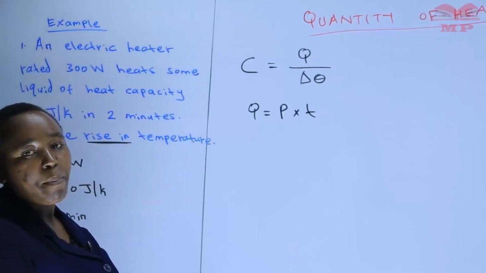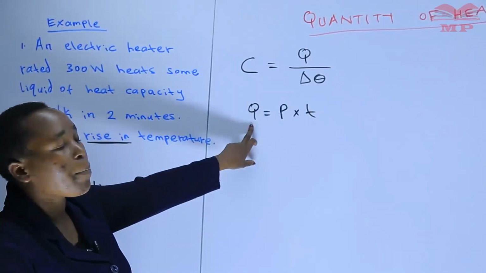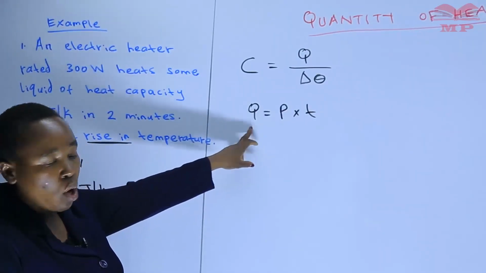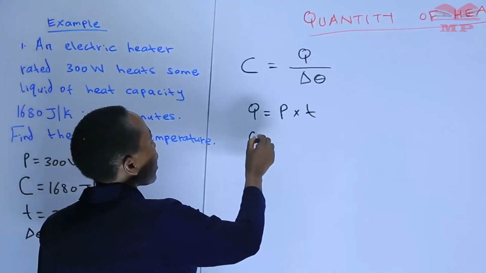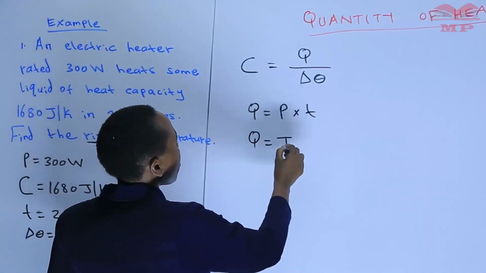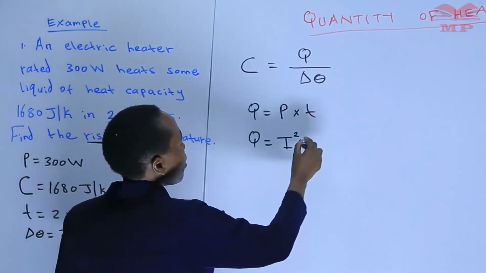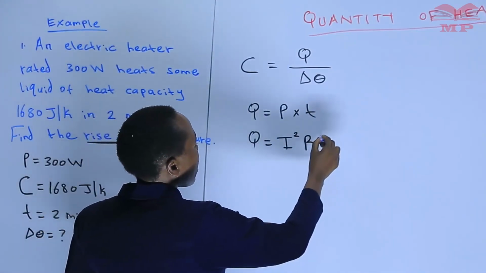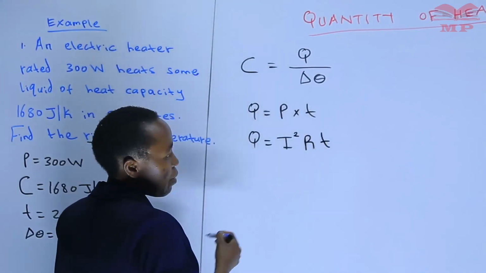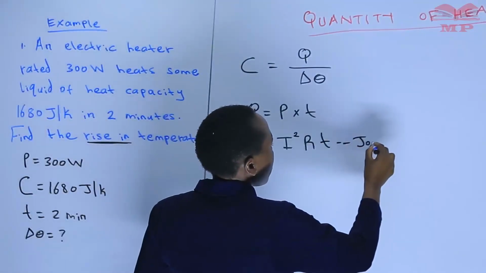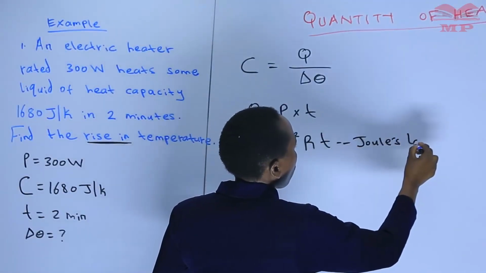Power multiplied by time. And this one can be gotten from Joule's law, whereby we say that the heat energy is equal to the current squared multiplied by the resistance multiplied by time, which we call Joule's law.